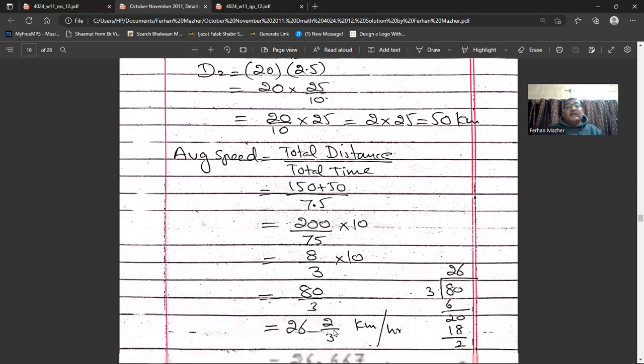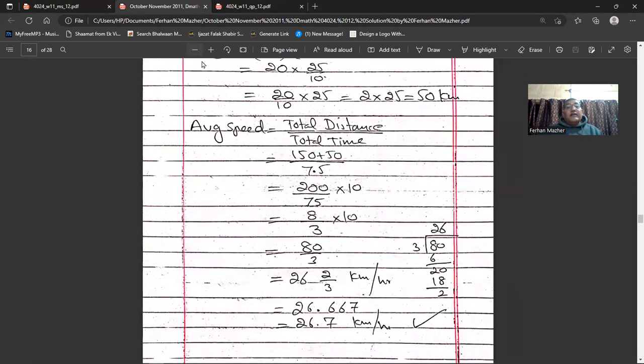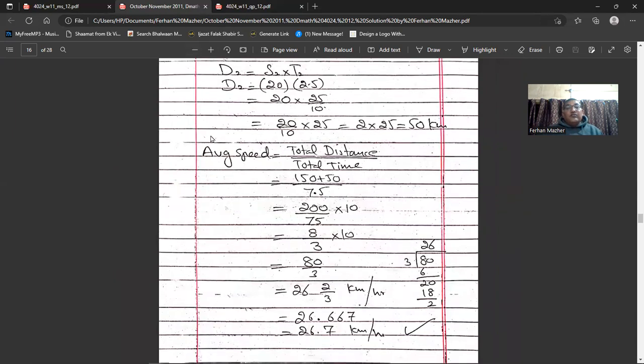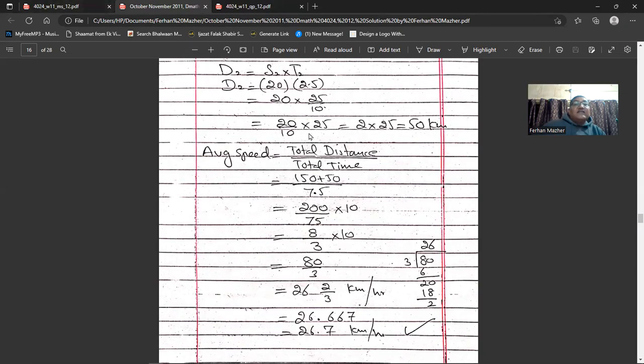So you will have 80 by 3, which means 26 whole 2 by 3. 2 by 3 means 0.666. So you can say 26.7 kilometers per hour is the right answer, sir. So hopefully you understand 26 whole 2 by 3 is the right answer. So this is your answer.